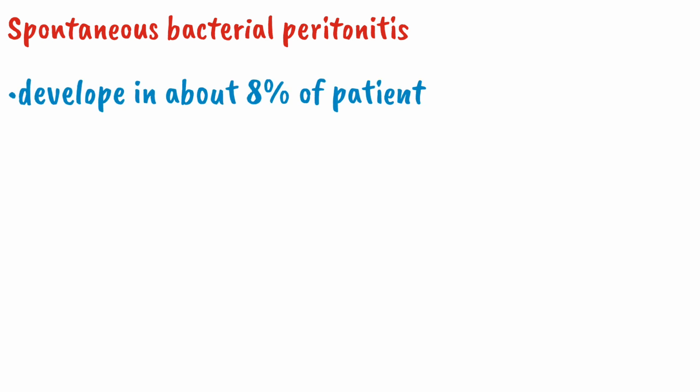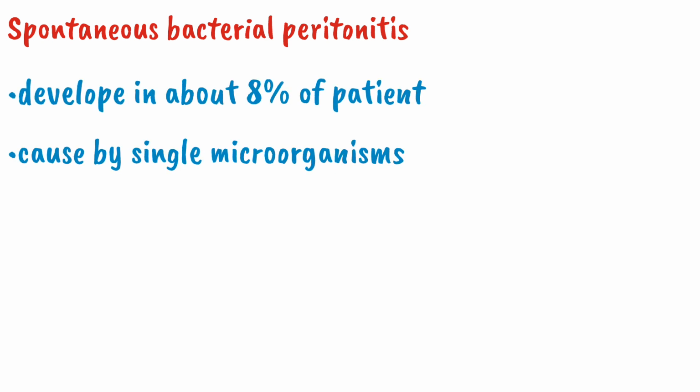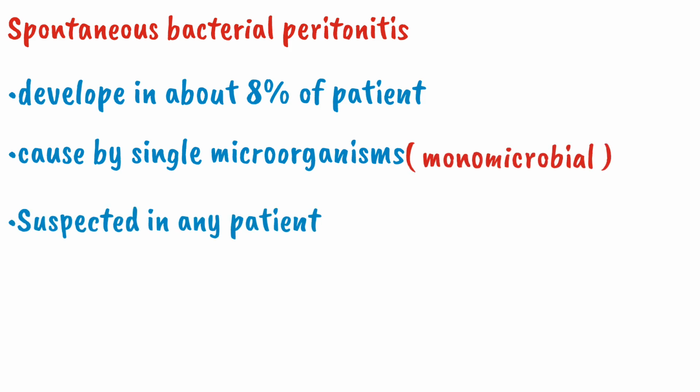SBP develops in about 8% of cases and is usually caused by a single organism, called monomicrobial, and it is suspected in any patient of liver disease whose condition deteriorates clinically. So in any patient whose clinical symptoms worsen, we should suspect spontaneous bacterial peritonitis.